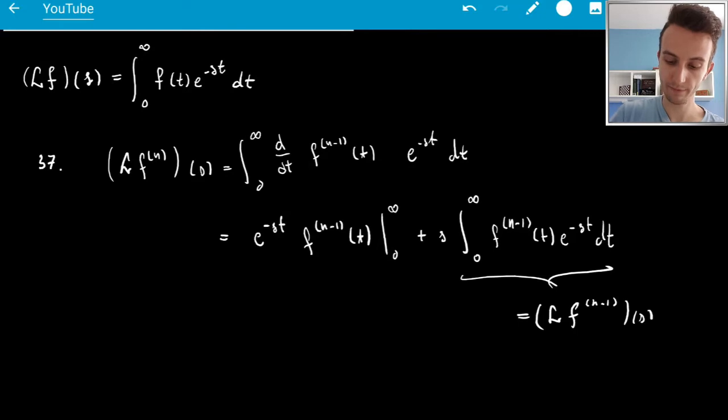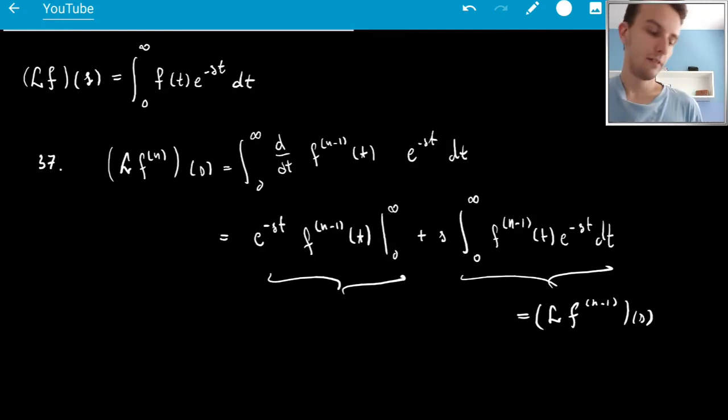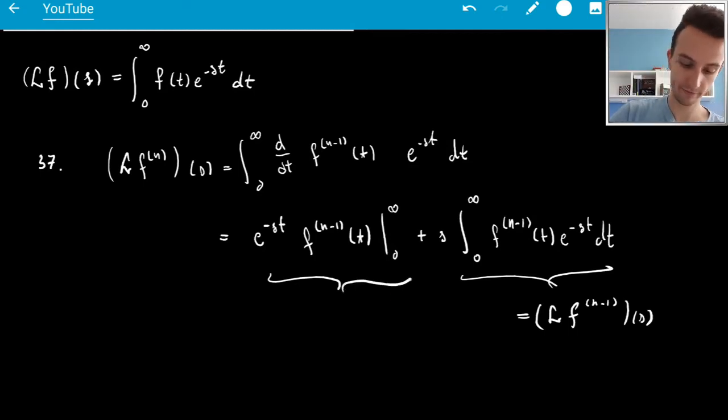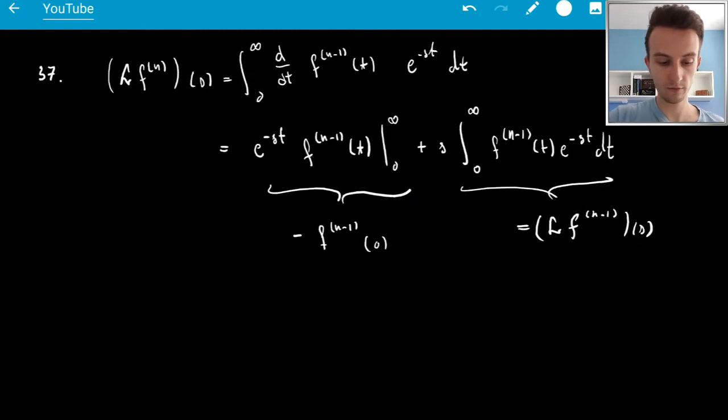Okay, so we will have recursion. And this boundary term, first of all, at infinity, it's 0 because e to the minus st kills it. So we are taking s to have positive real part, obviously. That's why we can kill it at infinity. And so we're only left with the part at 0, so that will be minus f^(n-1) at 0. Okay. Now you see what's going on here, right?